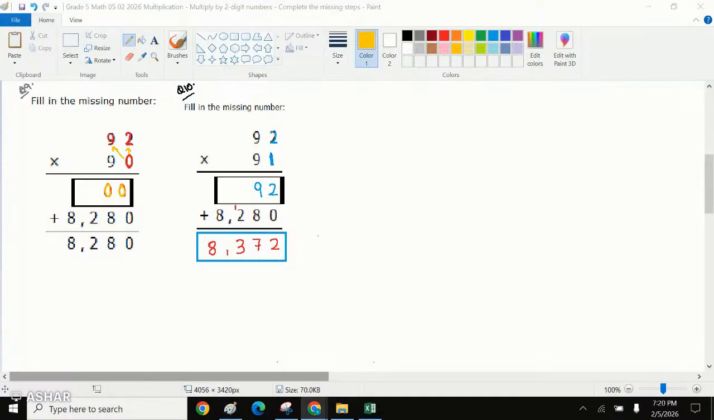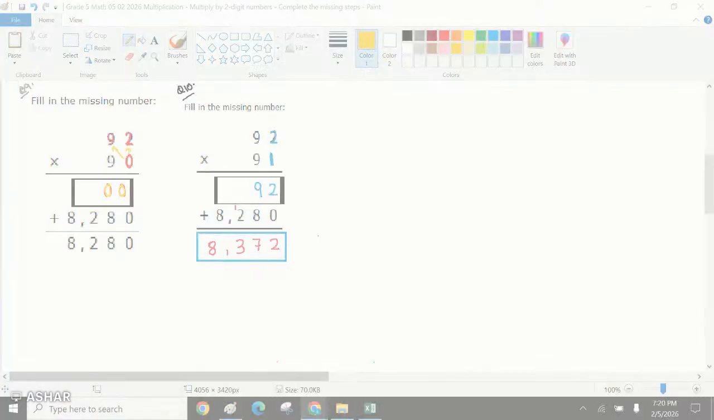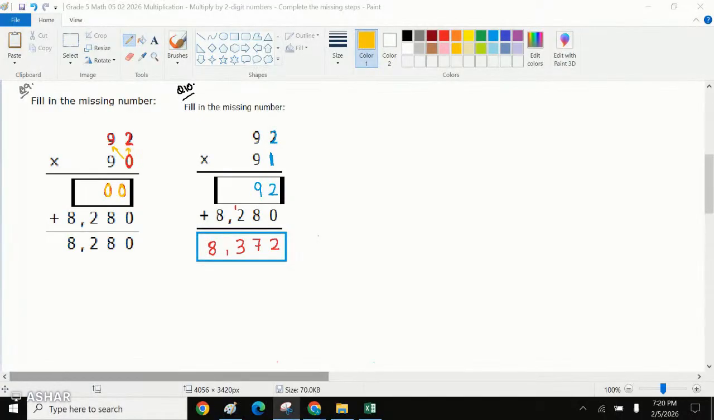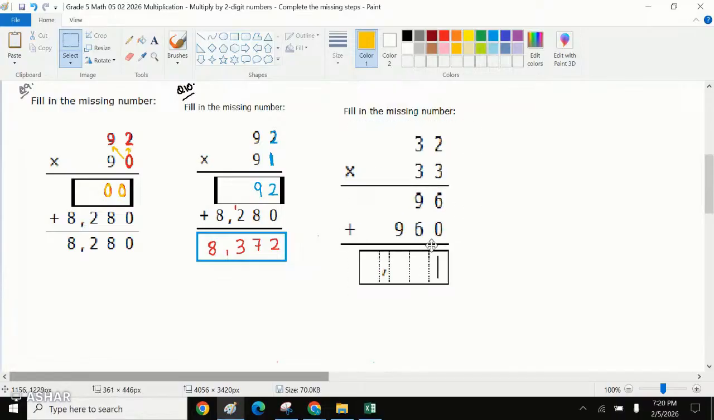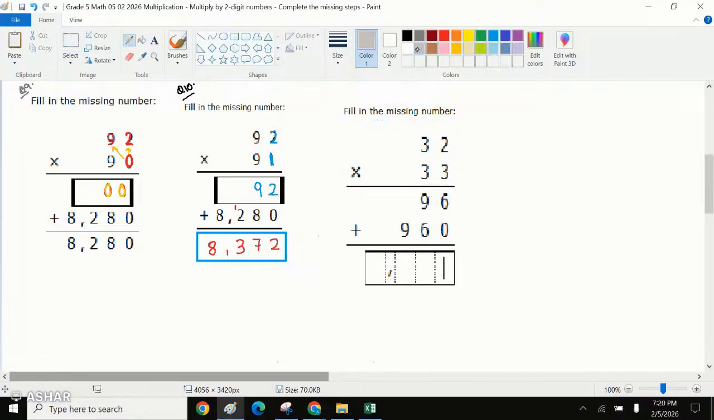Let's have a look at another question. When 32 is multiplied by 33. Yeah. I changed the question, okay? I was just trying to show you the difference it makes by changing one number from 0 to any other number, right? Okay, this would be our question number 11.